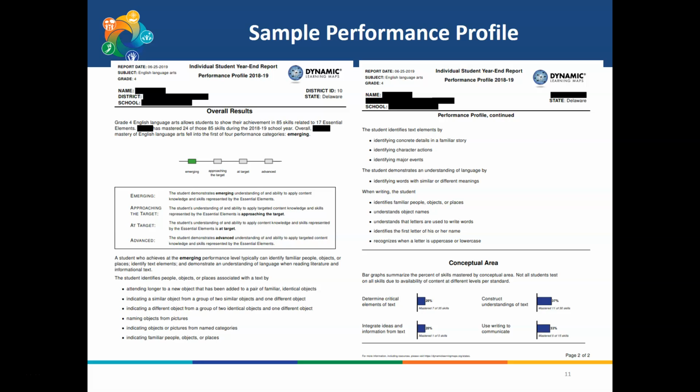Shown here is an example of 2 pages that make a performance profile for a student in grade 4 who took the English Language Arts assessment. The first page of the performance profile begins by providing information about the student's overall results and consequent performance category. The word overall is used because this profile presents a broad view of the skills and performance in the subject assessed.